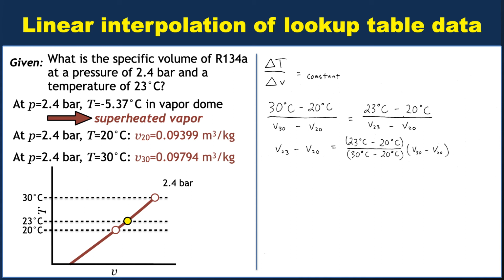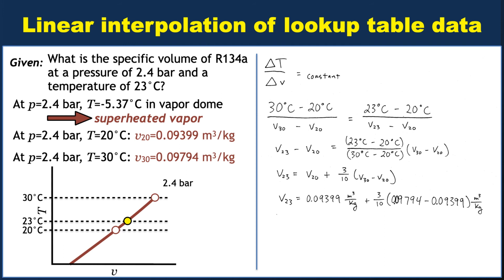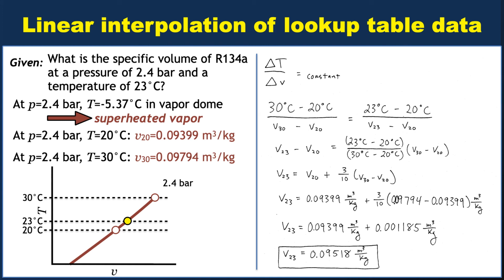That temperature ratio on the right-hand side is just going to turn out to be 3/10. That'll be unitless because it's a ratio of temperatures. And now we can add V20 to both sides so that we solve for V sub 23. So we do that, and we see that V23 equals V20 plus 3/10 times the quantity V30 minus V20. Now the nice thing is, we did all that work looking up these states. We know the values of V20 and V30, so we know everything on the right-hand side. Let's plug in those numbers. So we do that here, go through and do a little bit of math to simplify things, and we see that our estimate for V23 is 0.09518 cubic meters per kilogram.